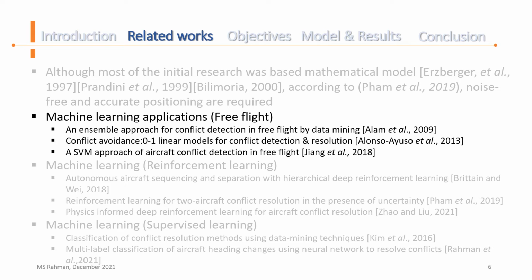Many machine learning methods are proposed in which all the flights are assumed to be allowed for free routing or free flight. So the planes share their information from the onboard system. In this case, the pilots of all the aircraft involved in the conflict can resolve the conflict by communicating among themselves without the help of an air traffic controller.